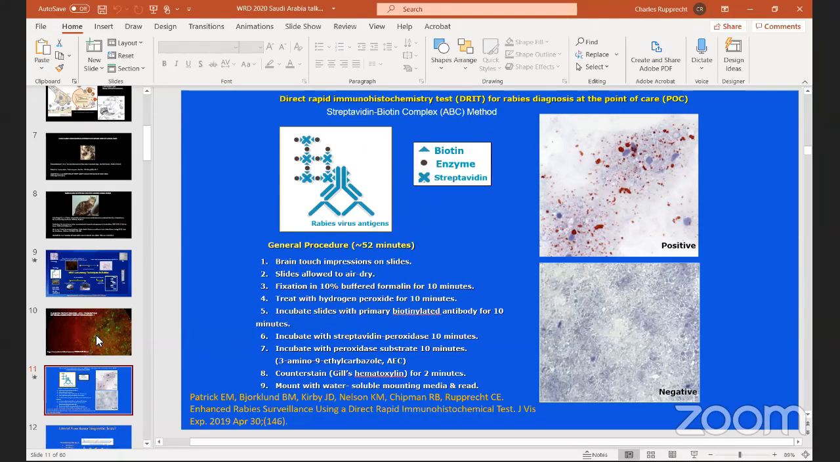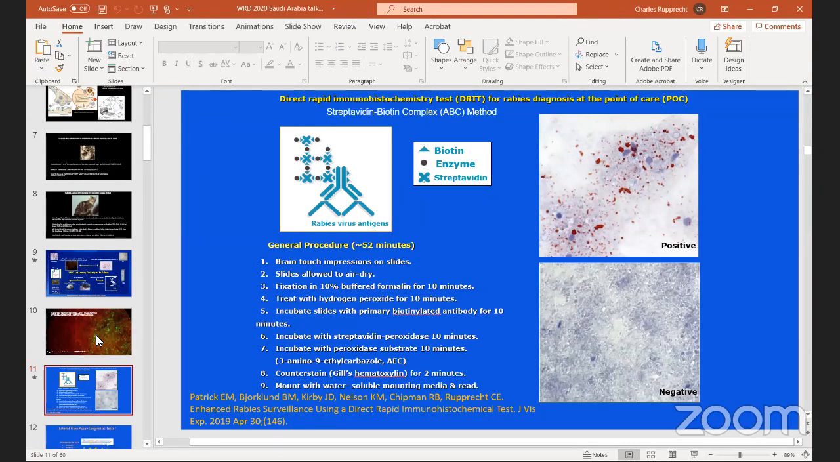This is a summary of the direct rapid immunohistochemistry test, or the DRIT. It's similar to the DFA in that it detects viral antigens in the brain. The difference is, instead of using fluorescence, we're using chromogens. Instead of using acetone in the DFA as a fixative, we're using that very excellent histological fixative formalin for a very brief period of time for biosafety.